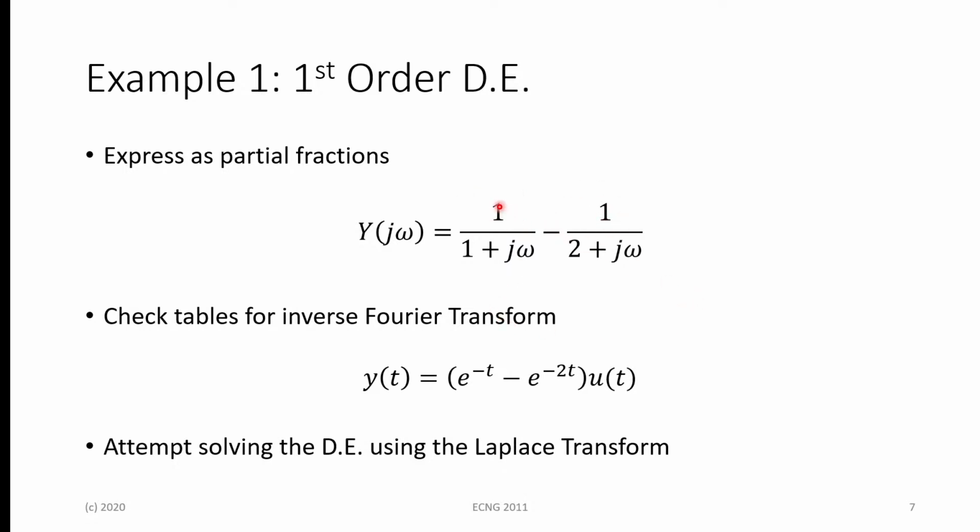So once you obtain those components and you have your partial fraction representations, you can check the tables for the inverse Fourier transforms to get back the representations, and you can obtain your answer in the time domain in particular.